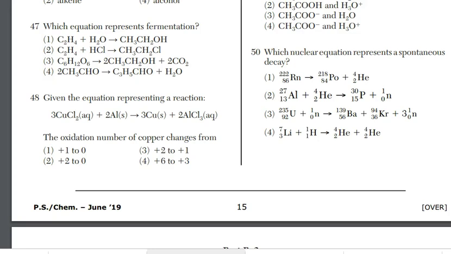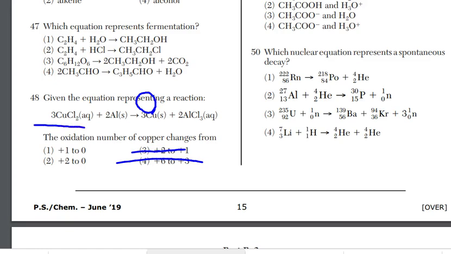All right, in 48 here, we're looking for the oxidation number of copper changing from. Well, first of all, as far as oxidation numbers go, when any element is alone, which copper is on the right-hand side, it has a 0 because it's not giving electrons away or taking them. So right away, choices 3 and 4 are out of the box. So now you're left with 1 and 2.